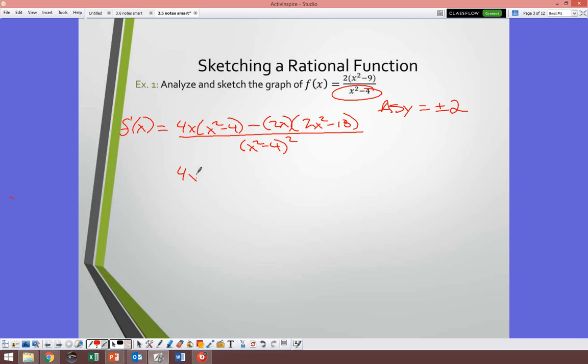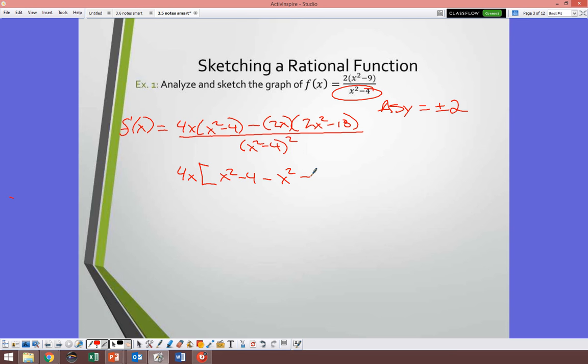Take out a 4x. If I take out a 4x, I'm going to have x squared minus 4 minus 2x squared. Nope, it's just going to be x squared, right? Because I took out that 2 that I put in earlier. Yeah, that's why I was wondering why you distributed over there.